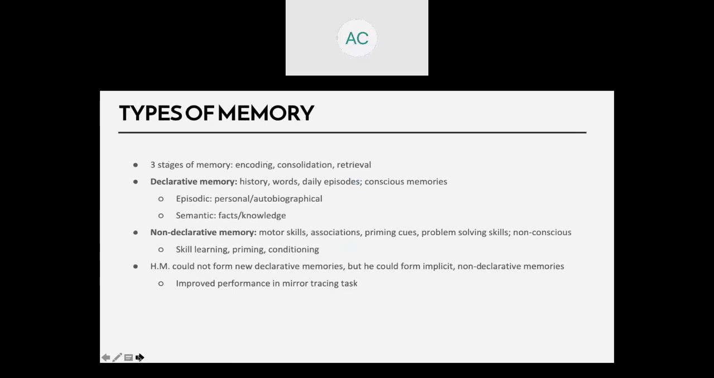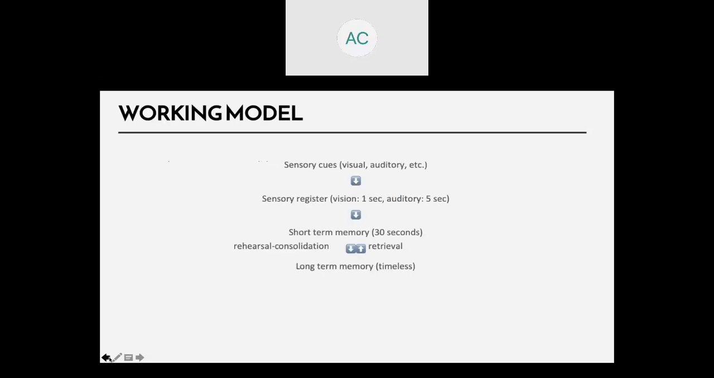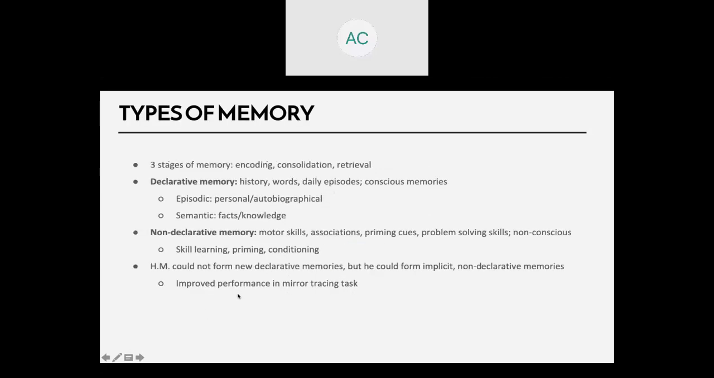So we define memory a couple of different ways. The three stages of memory are encoding, consolidation, and retrieval, and those are also right here as well. Encoding would be sensory cues to sensory register to short-term memory. Consolidation is short-term memory to long-term memory, and long-term memory to short-term memory is then retrieval.